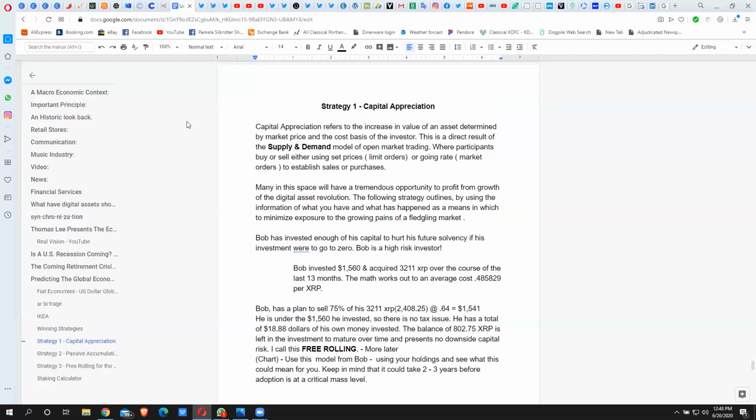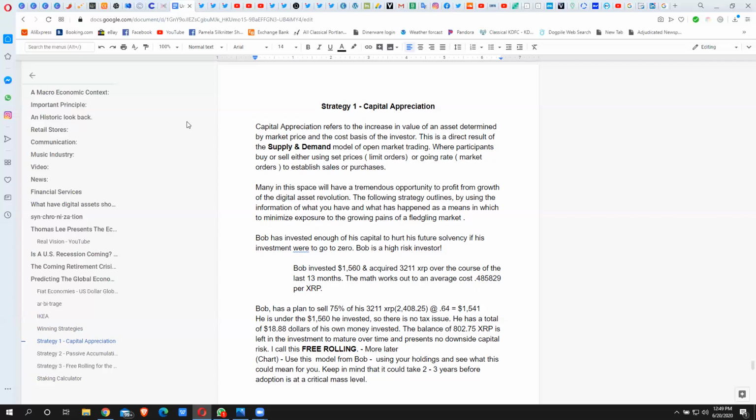Bob invested $1,560 and acquired 3,211 XRP over the course of the last 13 months. The math works out to an average cost of 48.5 cents per XRP.